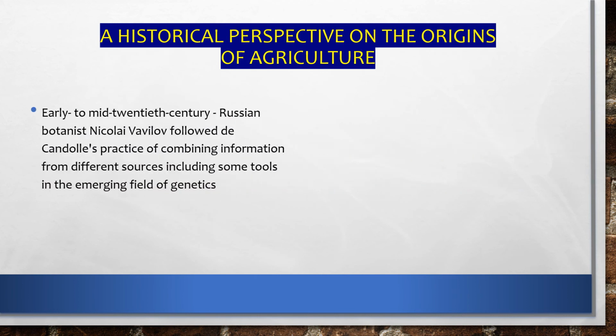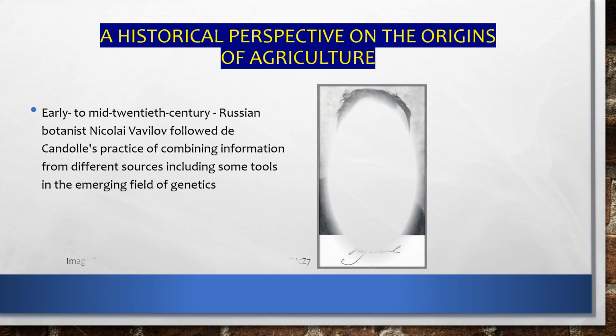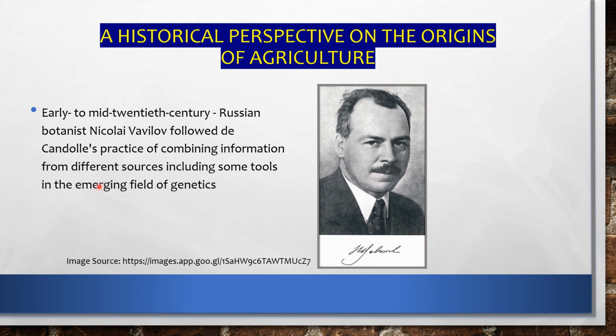And sumunod ito, during the early to mid-20th century, meron tayong Russian botanist. His name is Nikolai Vavilov. So, he followed yung practice ni Candolle. So, he combined information from different sources, including some tools doon sa emerging field during that time, okay? When the field of genetics was emerging, he included some tools in genetics para matrace back saan ba nag-originate ang ating agriculture. So in my next video sa crop evolution, doon ko i-discuss yung napakalaking contribution ni Nikolai Vavilov sa part ng agriculture and how plants evolved sa different areas ng ating mundo.